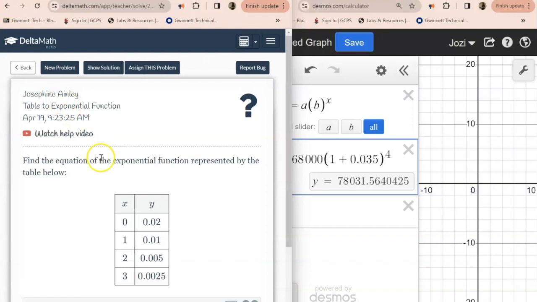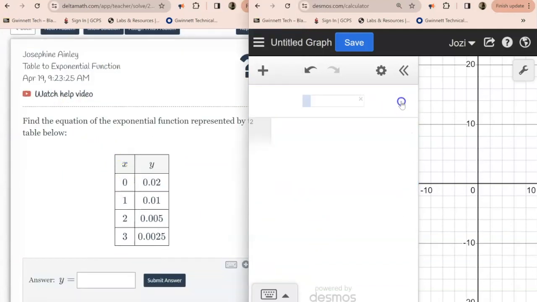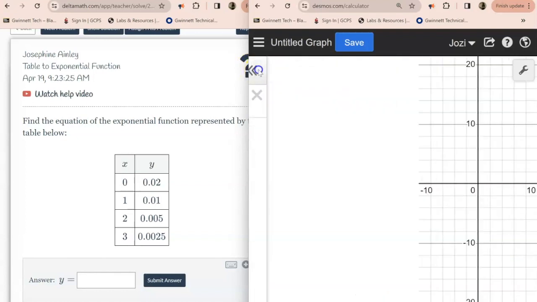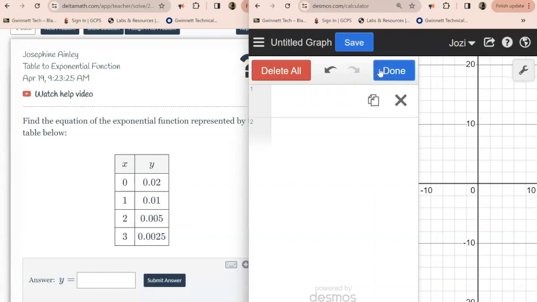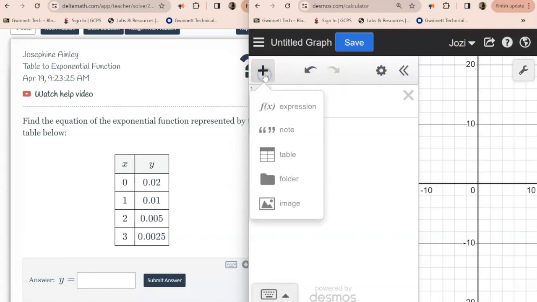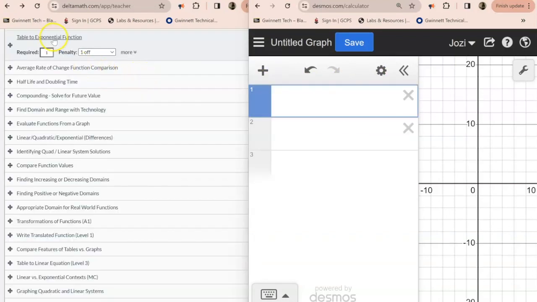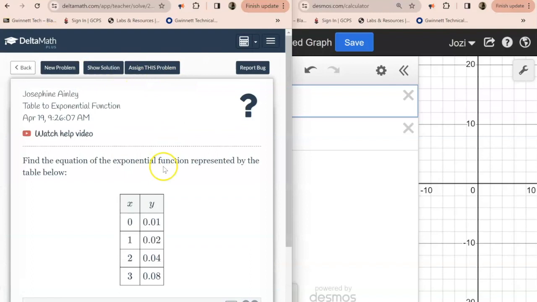All right, taking a look at table to exponential function. All right, so remember, if we're inputting it into the calculator, you want to input a table. How would I put in a table? All right, let's click all these buttons and see what they do. What does that do? Oh, gets rid of that. Not that. What does this do? Nothing. Okay, not that. Hit done. All right, try this. What does that do? Oh, that's undoing, redoing. Like, click the buttons if you forget. Do this. Oh, boom, I found it. Table.